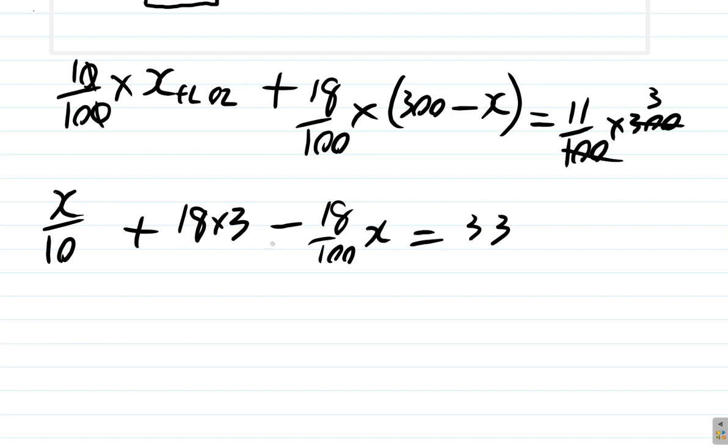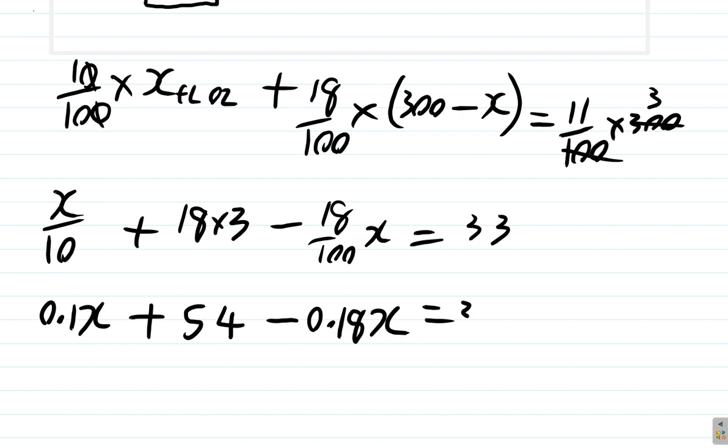I want to get rid of these fractions, you know. But here, this is the same as 0.1x. X over 10 is 0.1x plus, what is 18 times 3? 3 8s are 24, bring down the 4, carry 2, 3 1s are 3, 4, 5, is 54, minus 18 over 100, is 0.18x equals 300. Oh, we still have to deal with the decimal.